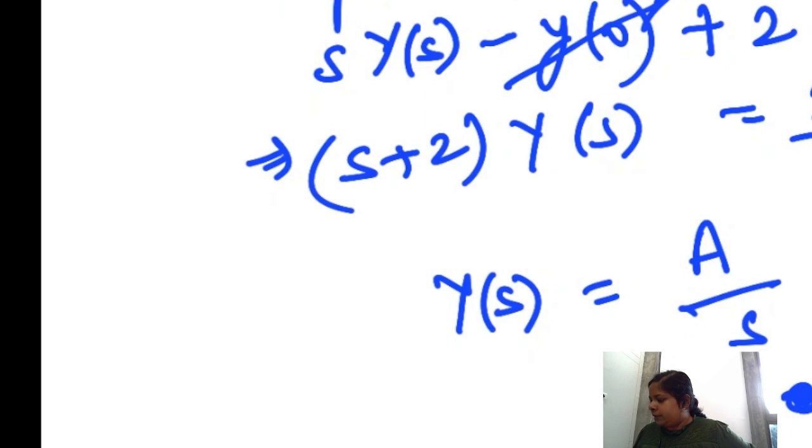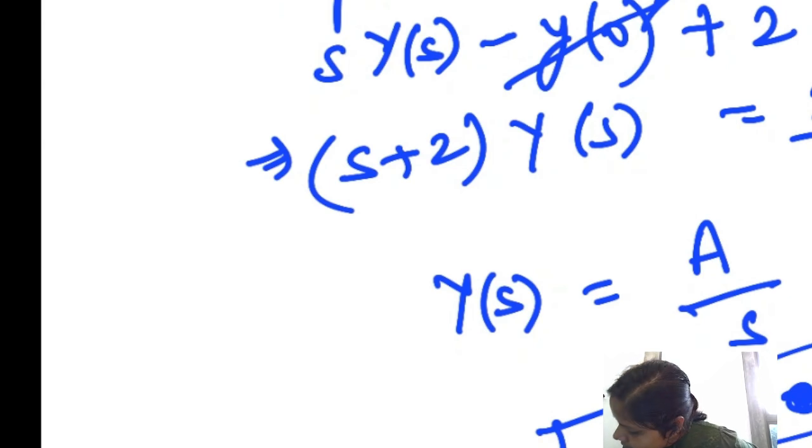Now you just want to find this: put s is equal to 0, you will get one equation, put s is equal to minus 2, you will get another equation. So you get the values of both A and B here. That is why the student said that A is equal to 1 and B is equal to minus 1. So what you get is Y(s) is equal to 1 upon s plus minus 1 upon s plus 2. These questions will help you a lot in your assignments. You might have similar kinds of questions.